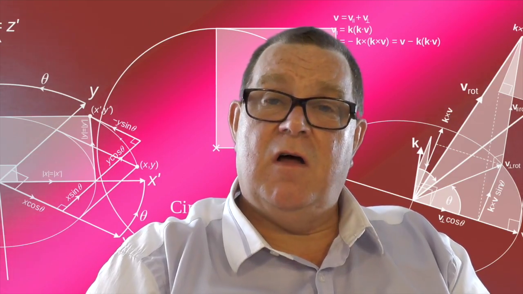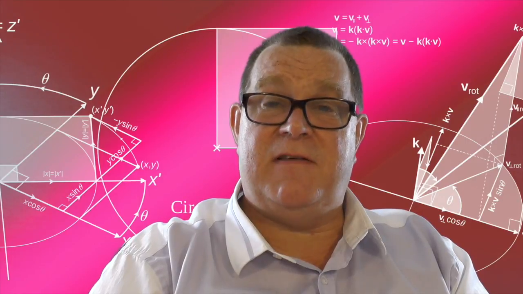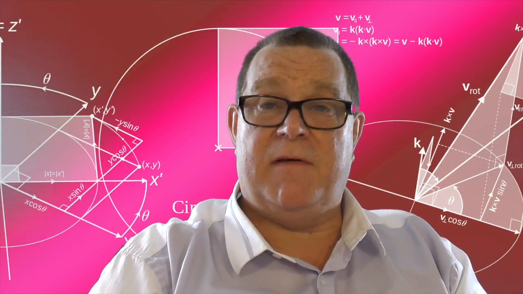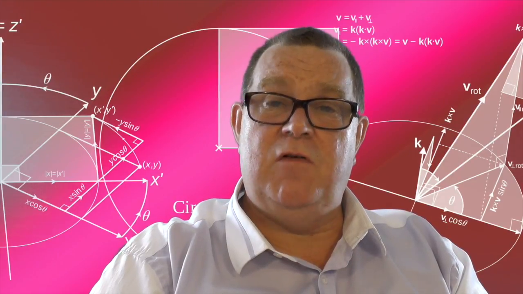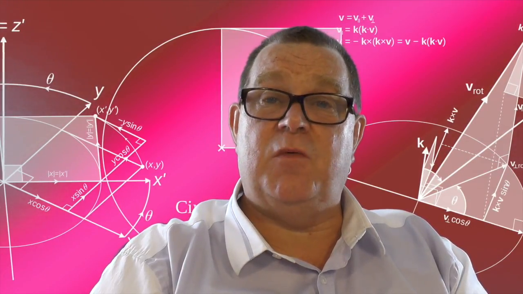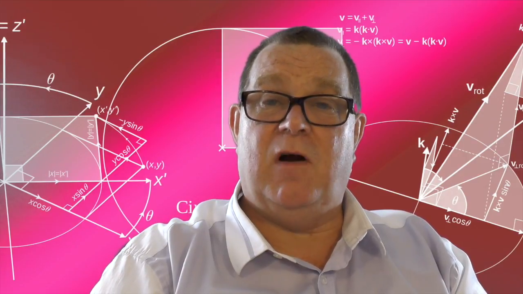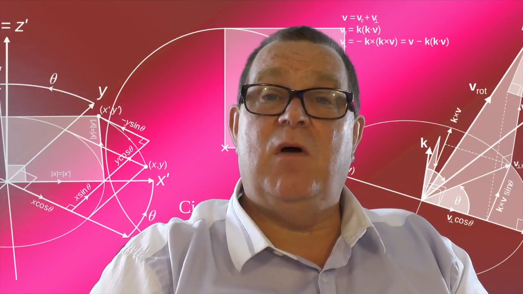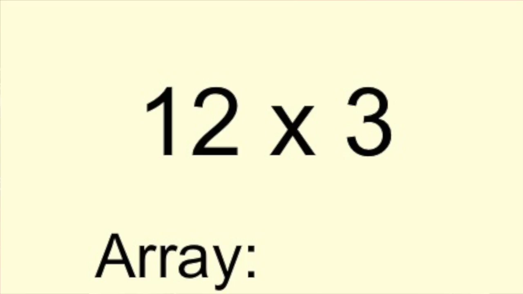So children are gradually progressing away from physically having to handle things to using pictorial representations, and this is a move towards abstraction, a move away from physical objects. The next stage, we would try to get children to organise those pictorial images into what we call an array. Now an array is simply a way of organising those pictorial representations into something that looks like this.